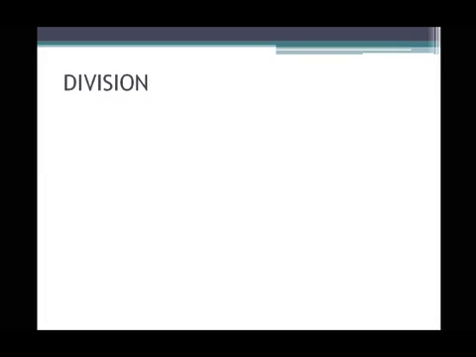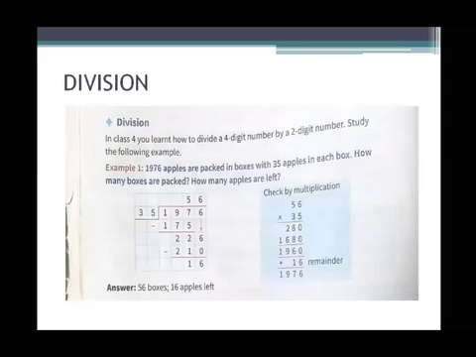Now let us see the division. So far we have seen multiplication. Now let us see the division. In the 4th class, you have learned how to divide a 4-digit number by a 2-digit number. So you have learned with 4 digits by 2 digits. Now let us see the example here.